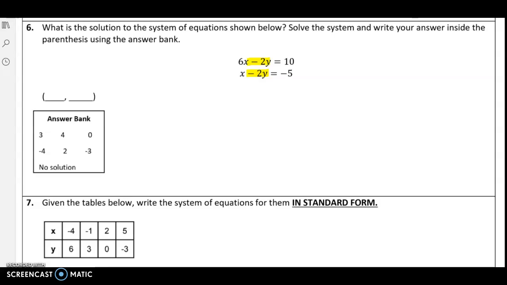Since both equations are in standard form, elimination would be the best method to use. Now you can eliminate either x's or y's. I chose y's primarily because you can see they're the same number. They're both 2. But one of them has to be negative while the other is positive. Because remember, in order for them to eliminate, they have to add up to 0.